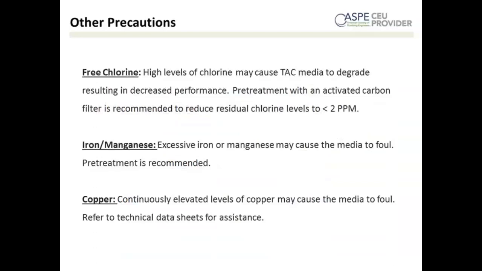Other precautions that we always suggest and talk about are obviously the chlorine levels and what that can do to impact TAC media. Actually, having carbon filtration in front of TAC systems is an advantage to lengthen life cycles and therefore control the amount of chlorine. Iron, manganese, excessive iron, these are issues that can cause the media to foul, just as copper can as well. So it goes back to knowing what's in the water always. Next slide.